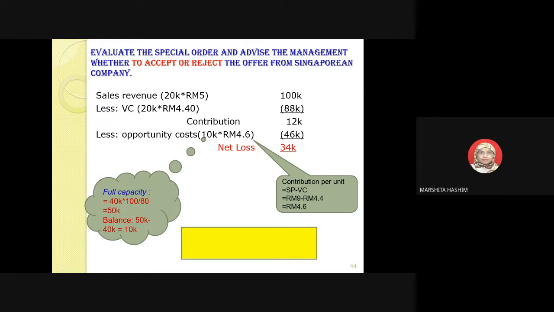So if you accept the special order, you suffer a net loss of 34,000, therefore it is better to reject. Reject special order because net loss is 34,000. Remember, you must give your reason. Give your decision, and number 2, give your reason. Reject special order because net loss is 34,000.